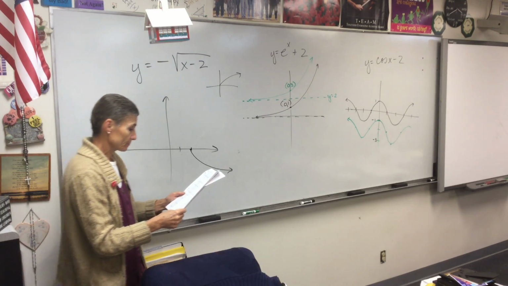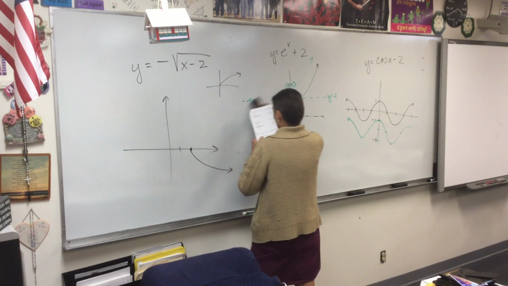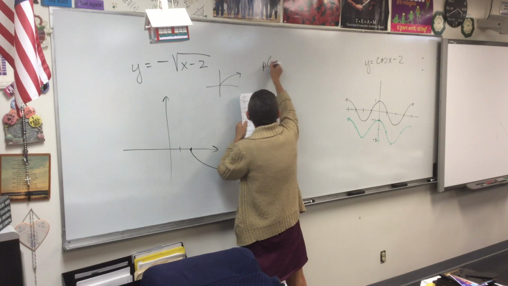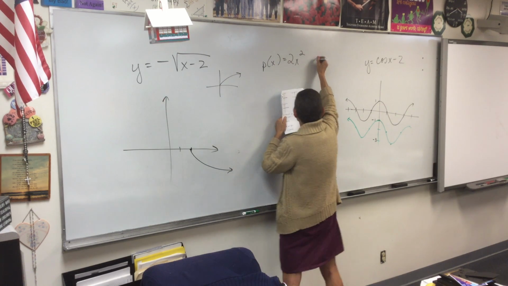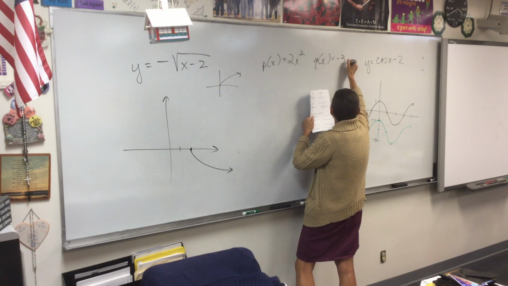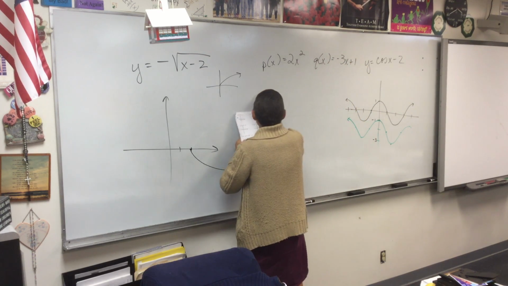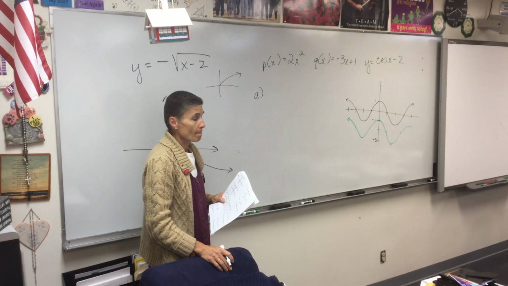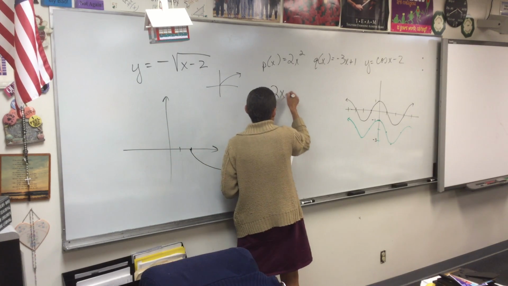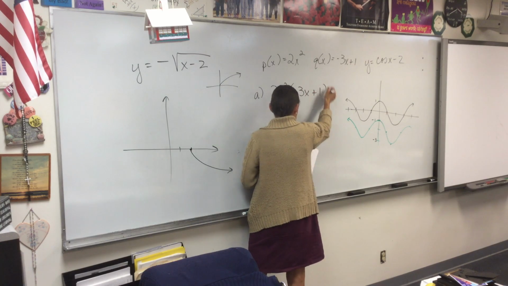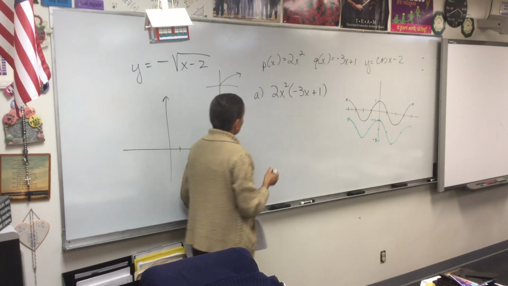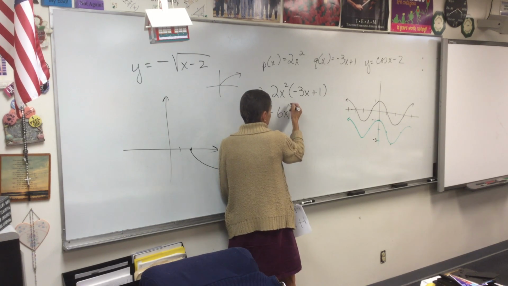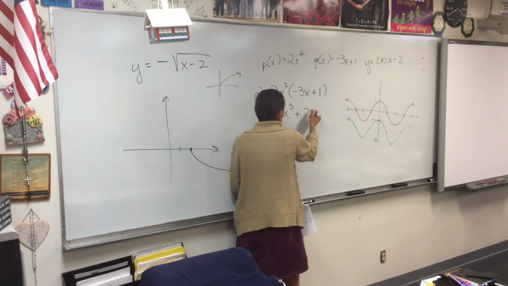Number 4. All right, we've got these functions. And now we're going to do something with them. So what do I do with letter A? Multiply 2x squared times negative 3x plus 1, which would be what? Distribute here, what do you get? Negative 6x cubed plus 2x squared?